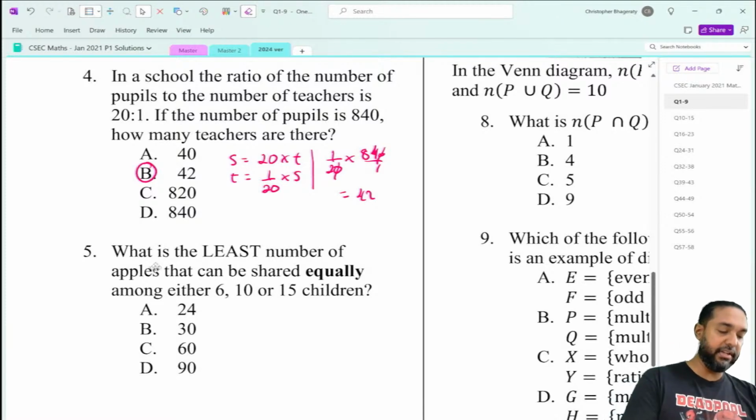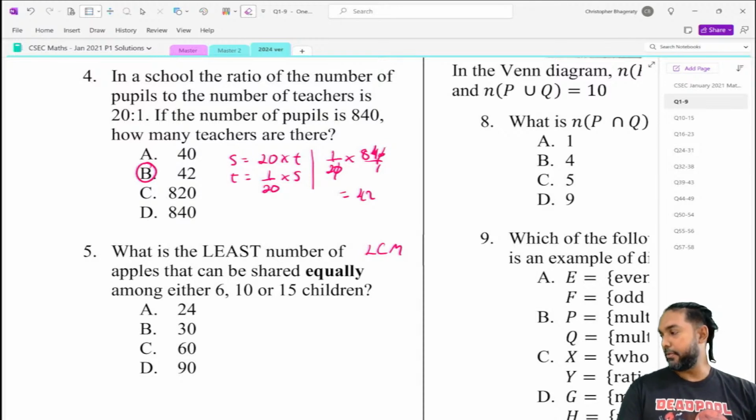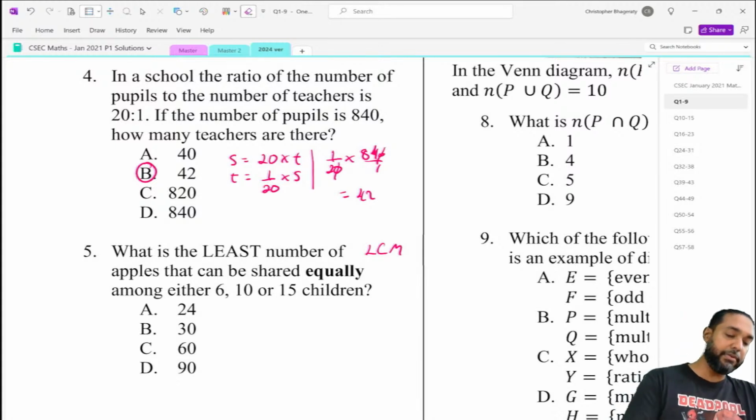Number 5, what is the least number of apples that can be shared equally among 6, 10, or 15 children? Right. So that's the LCM, the lowest common multiple. My little trick for this is that use the multiples of the largest number, and see which one is the LCM for all, which one could divide into all.